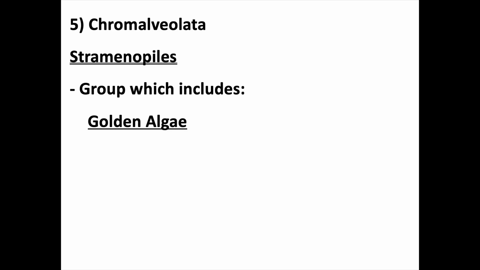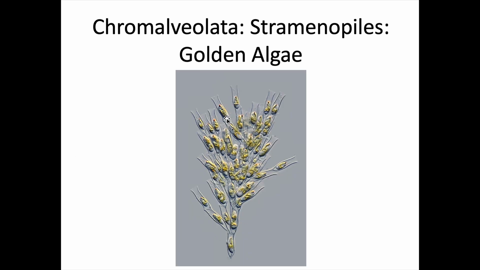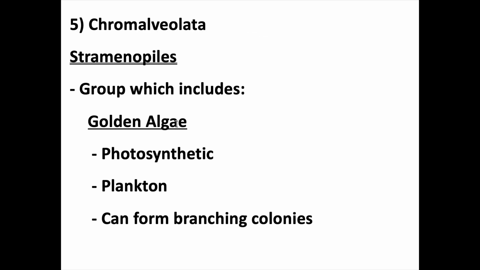Another stramenopile is a group called golden algae. Oh, okay, that's kind of golden looking. So these do photosynthesis. They are plankton, and they can form these, kind of looks like a bundle of wheat, I guess. They can form these colonies. And once again, this is not a multicellular organism. This is a colony of individuals. We've seen that several times in protists. So golden algae are photosynthetic plankton, but unlike diatoms, which live alone, they can form these branching colonies.